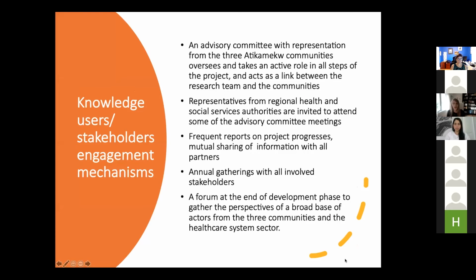And I just wanted to present some of the mechanisms in this project for knowledge translation to be really integrated and to flow from one entity to the other, and for knowledge and expertise to be shared and used. So we have many mechanisms. As I said, there's an advisory committee with representation from the 3 Atikamekw communities. This committee oversees and takes an active role in all steps of the project, and it acts as a link between the research team and the community at large and the community council.